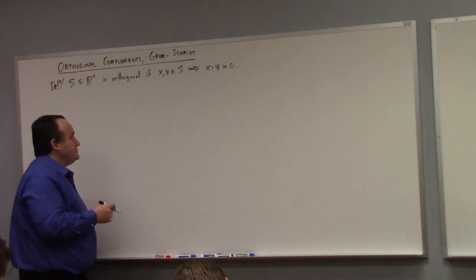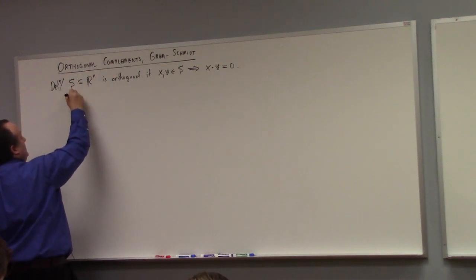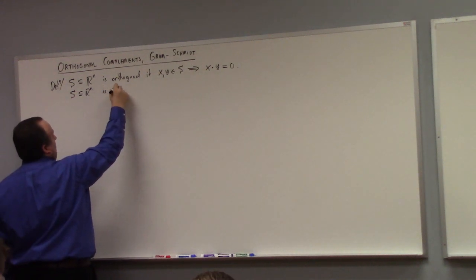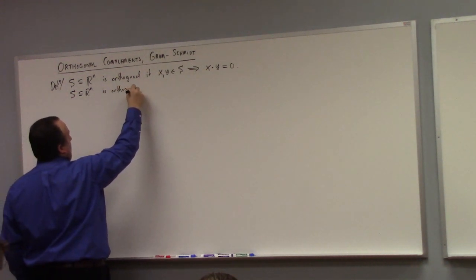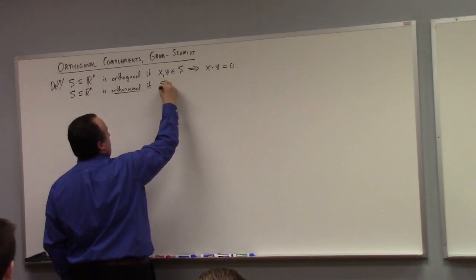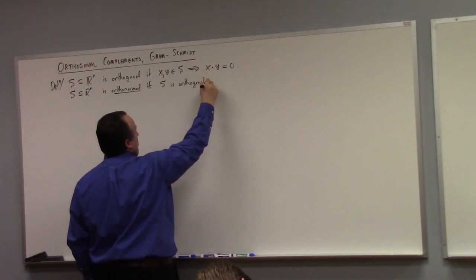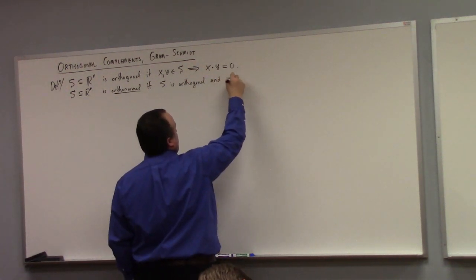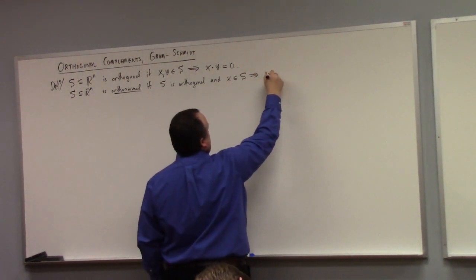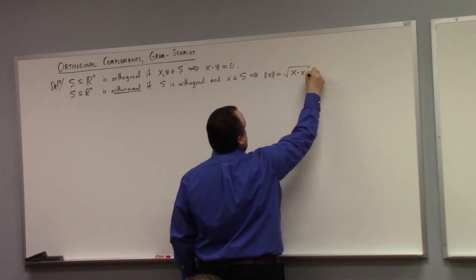Now, S, a subset of Rn, is orthonormal if S is orthogonal and x in S implies that the length of x, which of course is the square root of x dot x, right, is equal to 1.